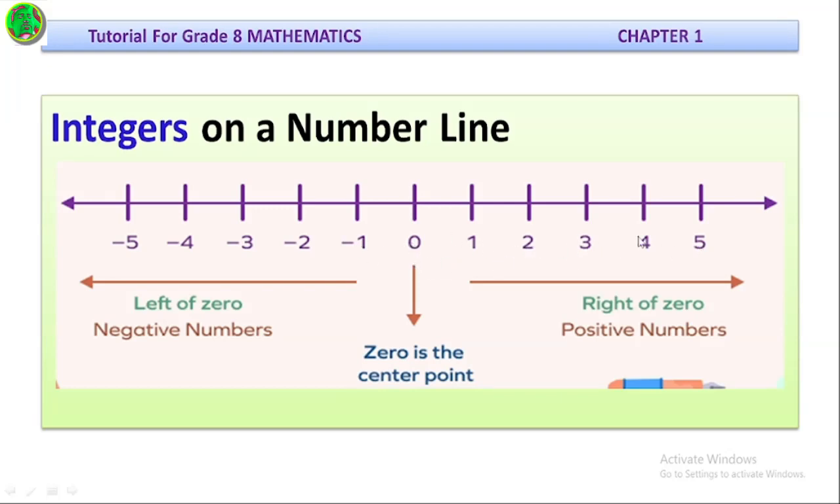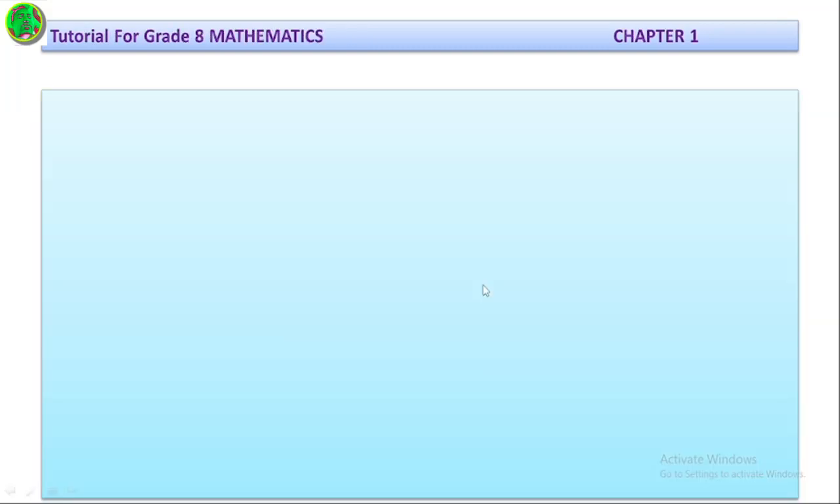Look, sequentially by using the definitions of integers. Integers are the set of whole numbers and their opposites. So all the numbers can be represented on the number line like this.